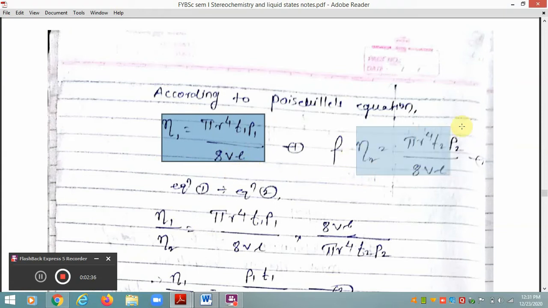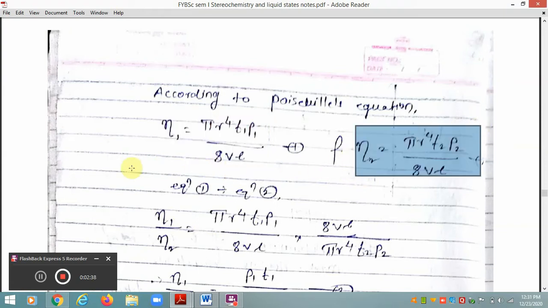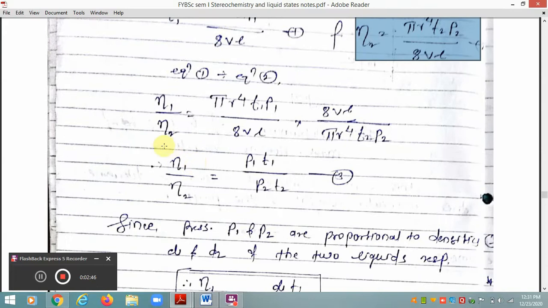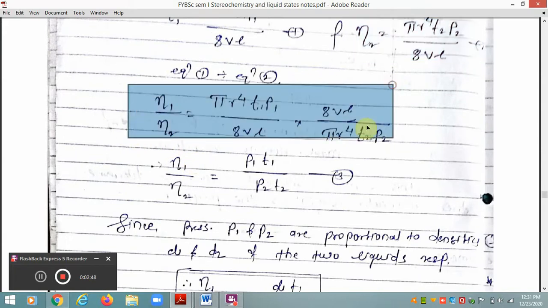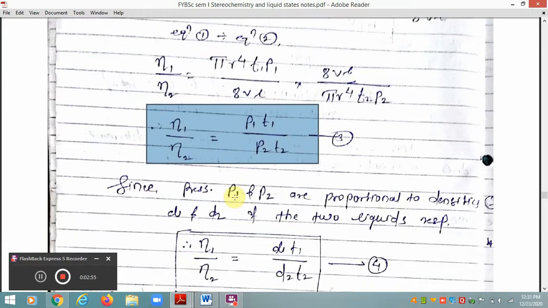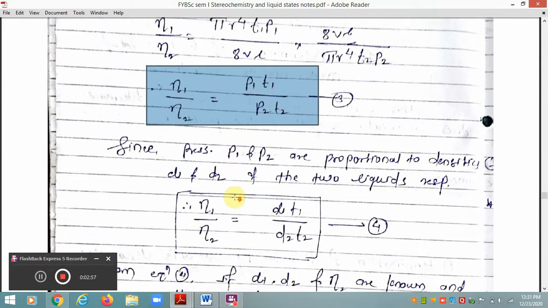And for the other liquid, definitely we will write the same equation. Here V, L and R will be the same because we are using the same capillary, the same Ostwald viscometer. And if in this way we divide equation 1 by equation 2, definitely we get eta 1 upon eta 2 is equal to P1 into T1 divided by P2 into T2.